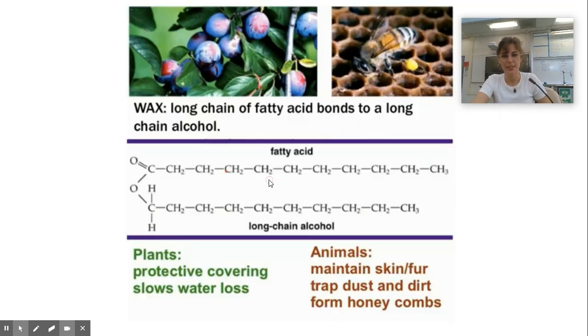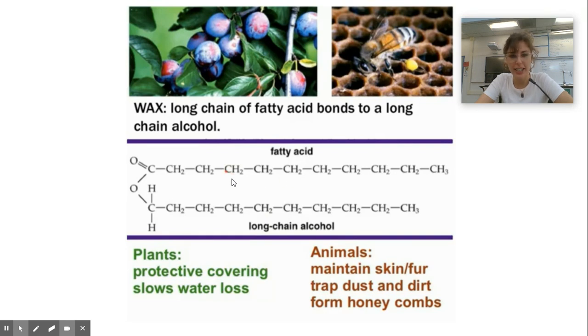Okay. Last but not least, we have our waxes. Okay. And so waxes, you can think of like honeycomb, right? Or the shiny surfaces of leaves. You could think of your earwax. Okay. So basically they are a long chain alcohol with one fatty acid chain. Okay. So one long chain alcohol with one long fatty acid.